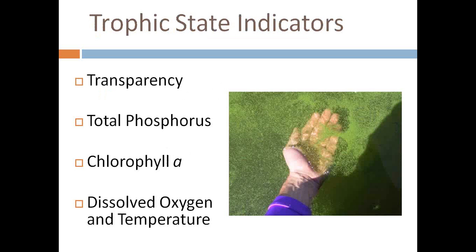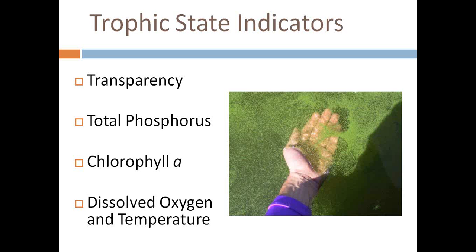Okay, so what are we talking about in the CLMP when it comes to monitoring? All these parameters listed here are what are considered to be trophic state indicators. Trophic is from the Greek, and refers to nourishment. So taken in the context of lakes, that nourishment is referring to the amount of productivity or algae growth in a lake.